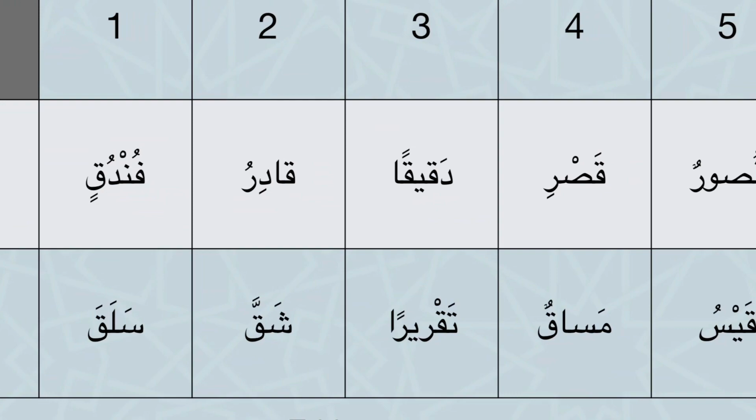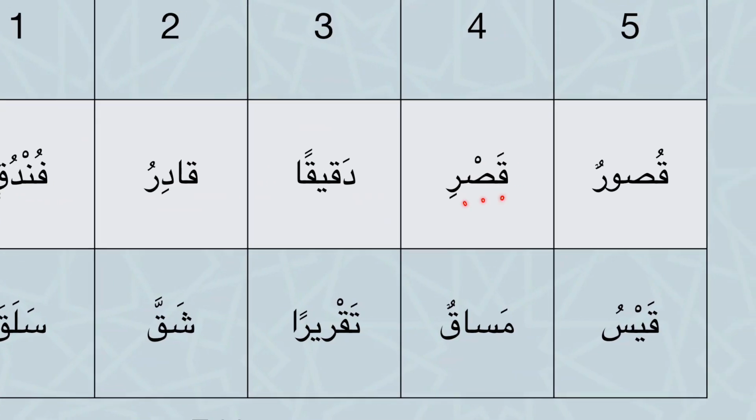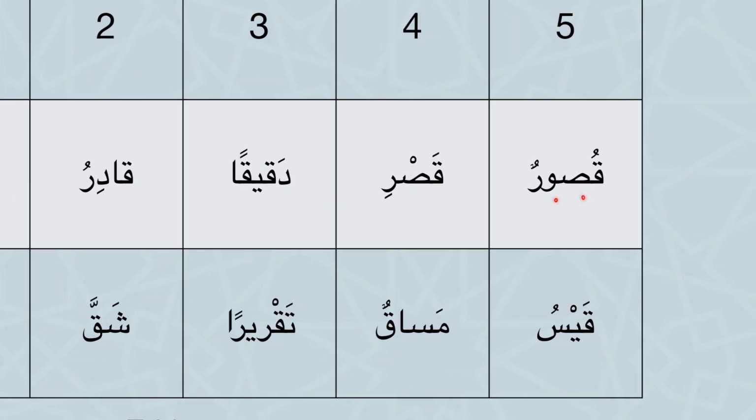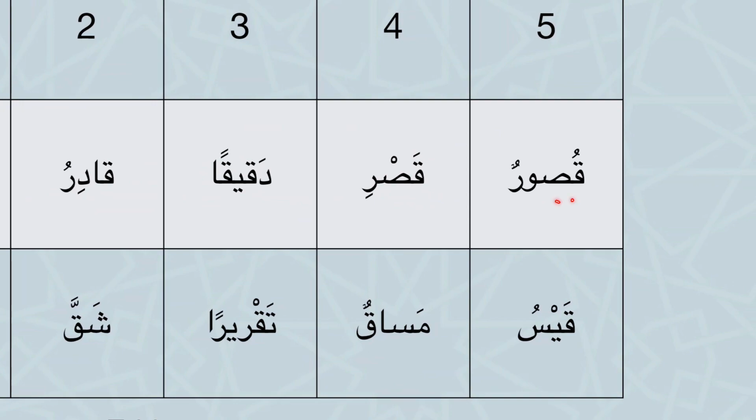دقيقا. And number four. I didn't hear you. قصري. ممتاز. This one, which is the plural of قصر. قصور. ممتاز. Thank you very much, Maya.